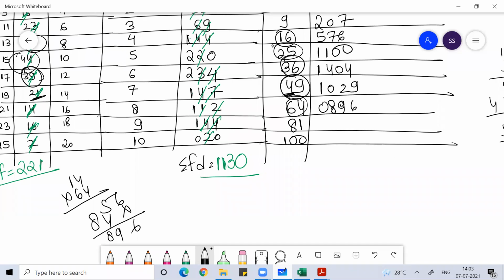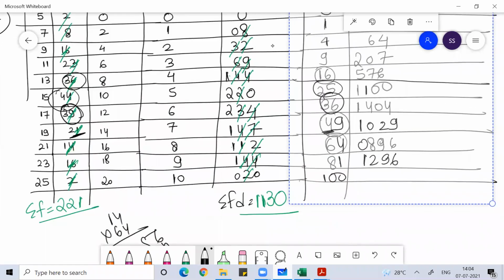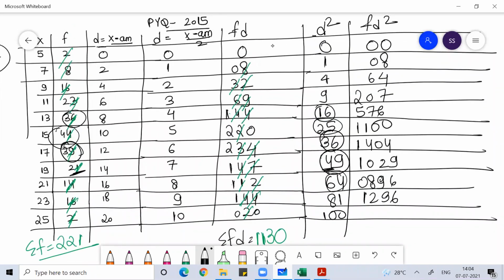Then 16 into 81, 16 into 81, 1296. Then 2 into 100, 200. 64 plus 8, 64 plus 8 is 72, right? 72 plus 207, 72 plus 207. 279 plus 576.